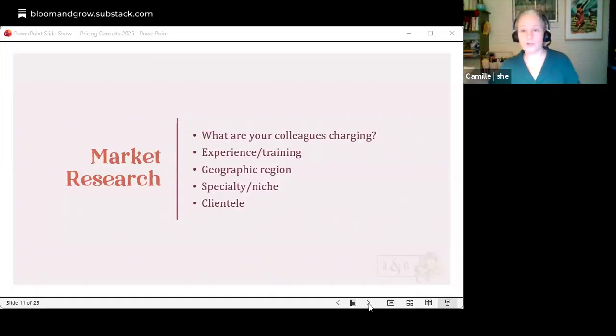Or similarly, if you're charging $2,000 and everybody else around you is charging 175, great, good to know, because you need to market yourself accordingly. If you are super low or super high, that changes the way you talk about what you do, and it changes who might be interested in what you do.